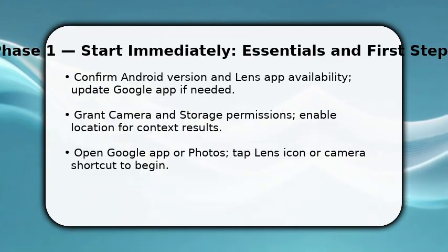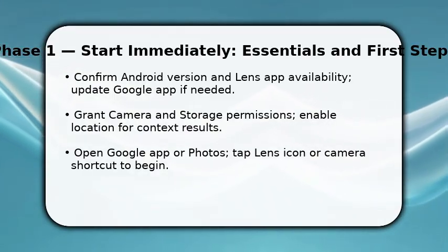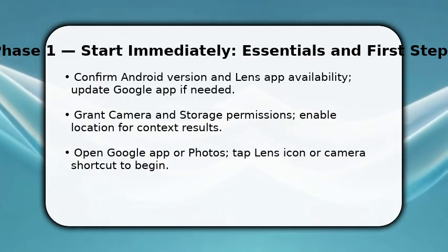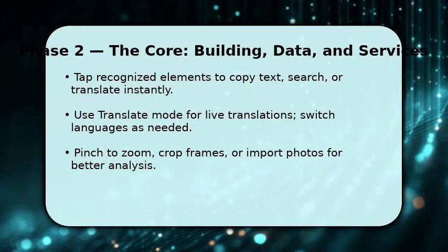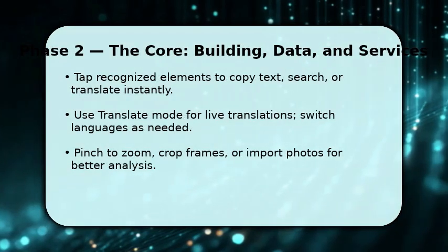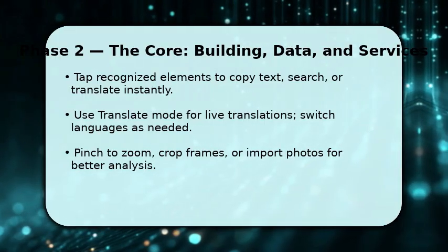Make sure to switch between rear and front cameras when needed, and allow any permission prompts so Lens can analyze images and return useful results. Now you perform the detailed actions. Tap a detected item to copy text, search the web, or identify objects. This explains why Lens is faster than typing.